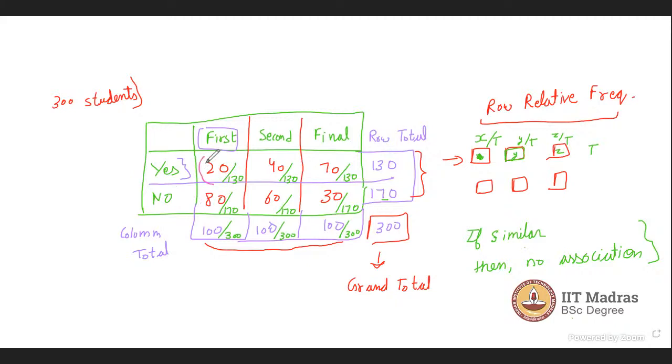Okay, so we have obtained row relative frequencies for this row. It's this observation, this observation, this and this. So if I look at all my row relative frequencies, the first one is 2 by 13, next one is 4 by 13, then 7 by 13, and here it's 8 by 17, 6 by 17, and 3 by 17.